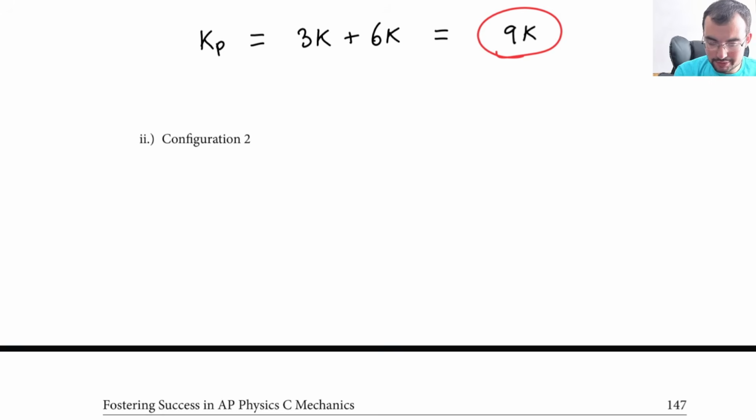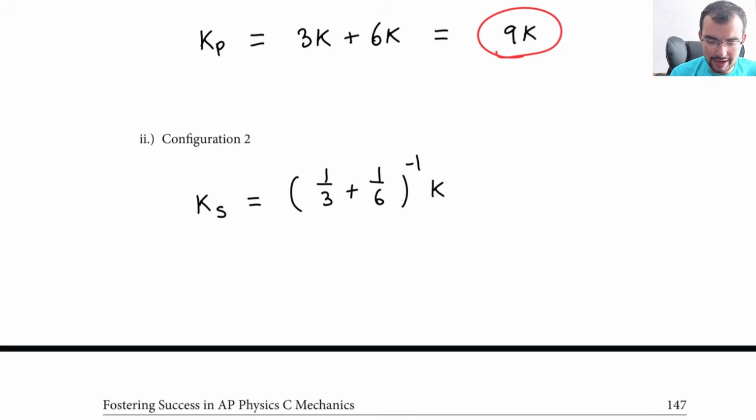Now, configuration 2, you can choose to do this however you like. There's a nice little shortcut I think we'll talk about. Also, just to save yourself, you know that it's going to have units of k. So this is how I like to do the series computing: 1/3 plus 1/6, to the -1. You can check that this is just 2. This will be equal to 2k. And I know that that's right because I wrote this. I always pick 3 and 6 because they're nicely reciprocal.